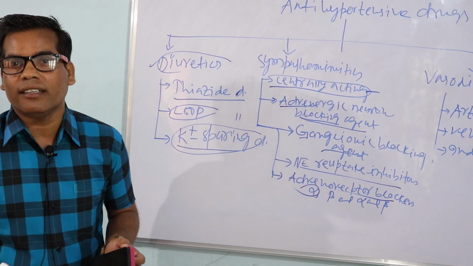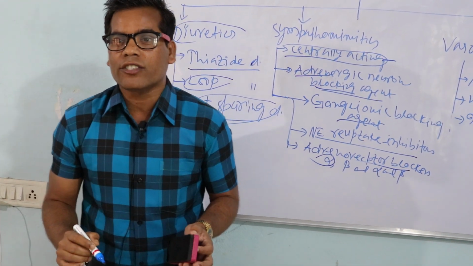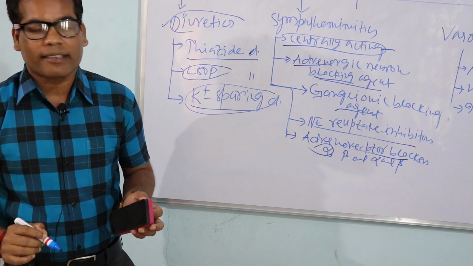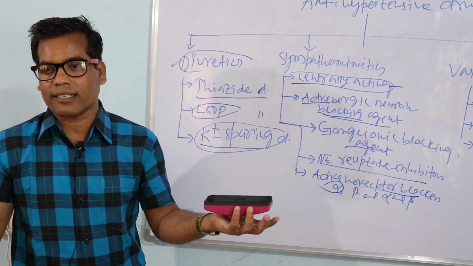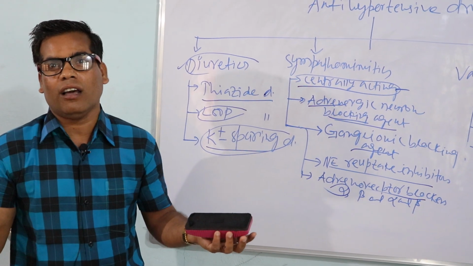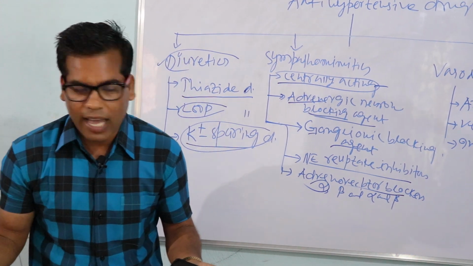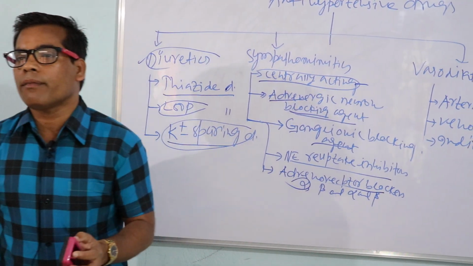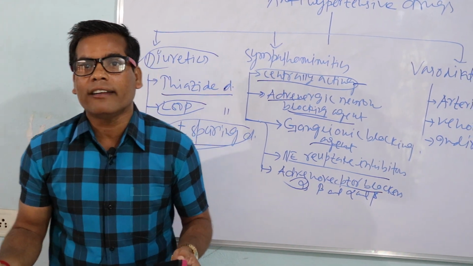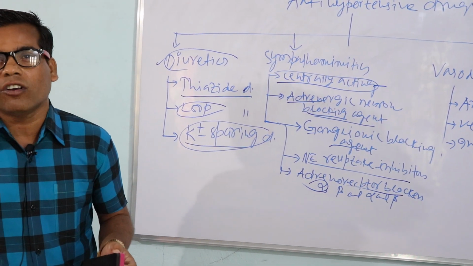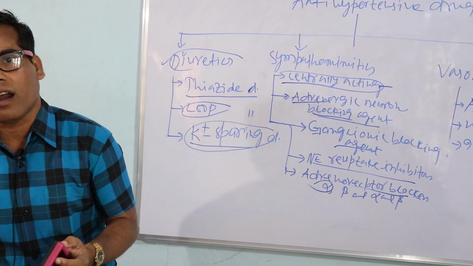Examples: prazosin, terazosin, indoramin. These are the alpha adrenoreceptor blockers used to treat hypertension. Next, go for the beta blockers. There are several beta blockers: propranolol, atenolol, acebutolol, timolol, pindolol. These are examples of beta adrenoreceptor blockers. Then go for the combined alpha and beta adrenoreceptor blockers. Example: labetalol. It can inhibit both alpha and beta adrenoreceptors.